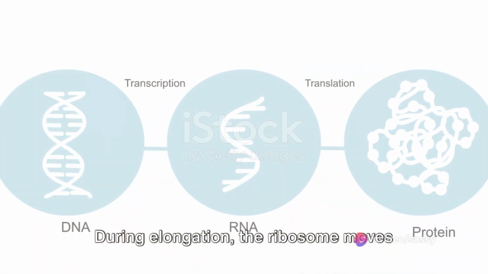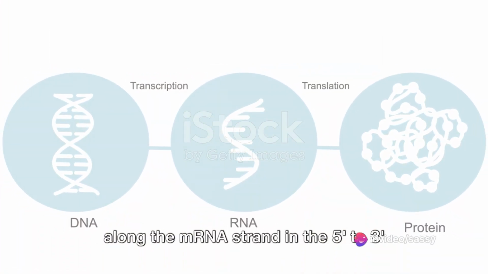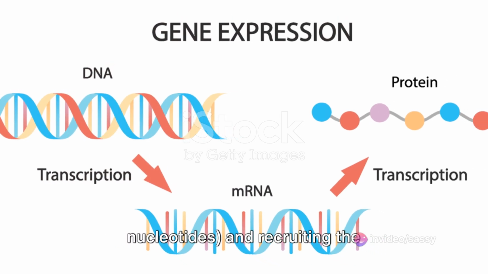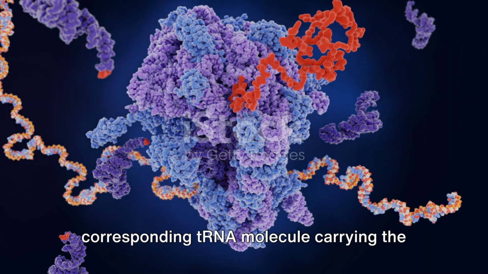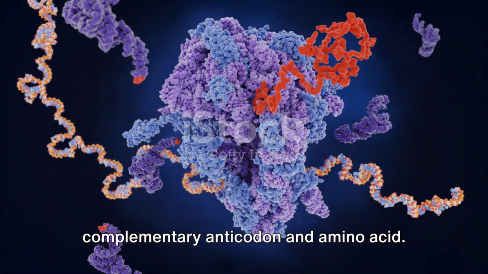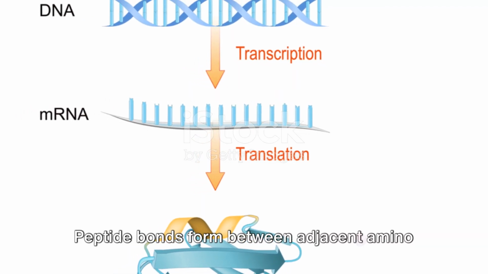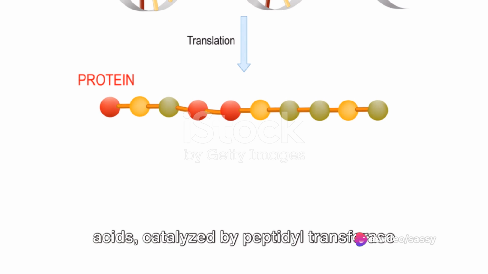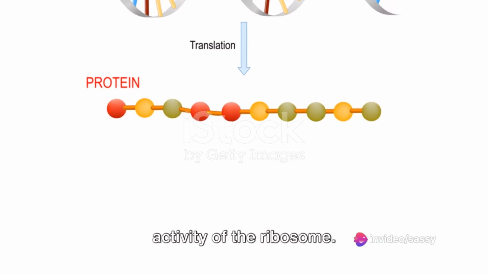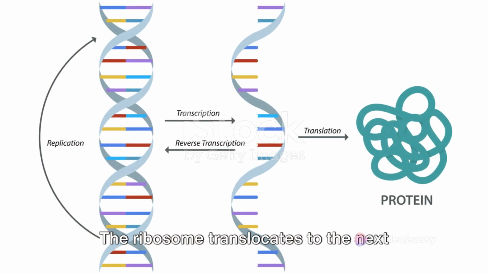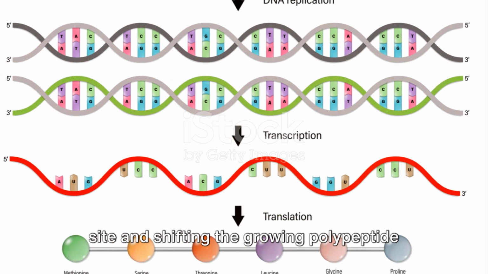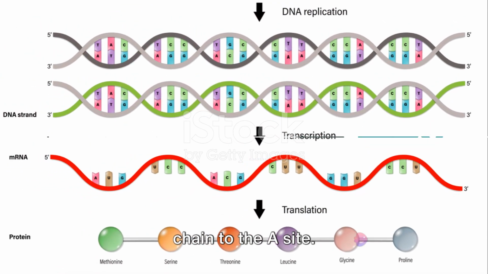During elongation, the ribosome moves along the mRNA strand in the 5-to-3 direction, reading each codon, 3 nucleotides, and recruiting the corresponding tRNA molecule carrying the complementary anticodon and amino acid. Peptide bonds form between adjacent amino acids, catalyzed by peptidyl transferase activity of the ribosome. The ribosome translocates to the next codon, releasing the empty tRNA from the P site and shifting the growing polypeptide chain to the A site.